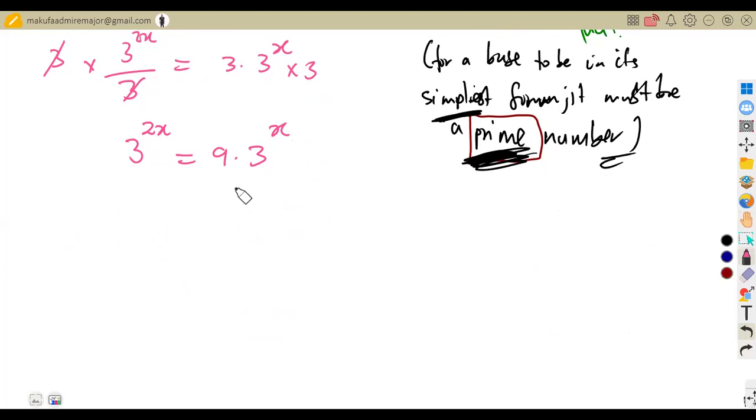What am I trying to say? We have got a hidden quadratic equation. We have got a quadratic equation which is hidden. How so? How so?